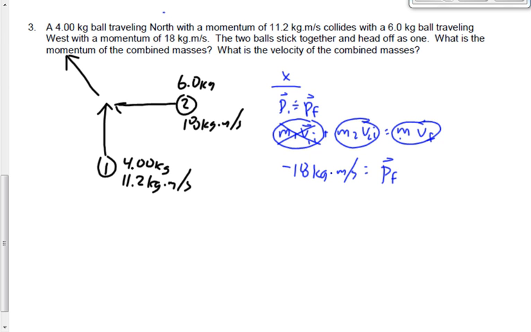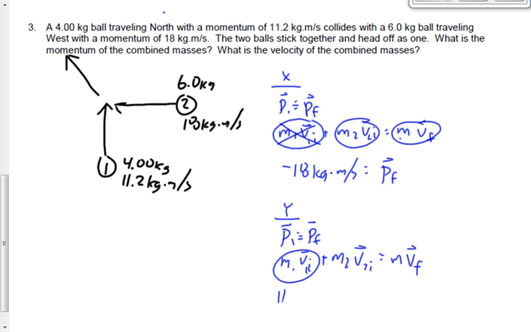In the y direction, we're going to say, again, PI equals PF. This time, M1 V1I is 11.2. We don't need to multiply a mass by it because we already know its momentum. This one is 0 because it's horizontal, not vertical. And the combined momentum is, again, what we can find there.